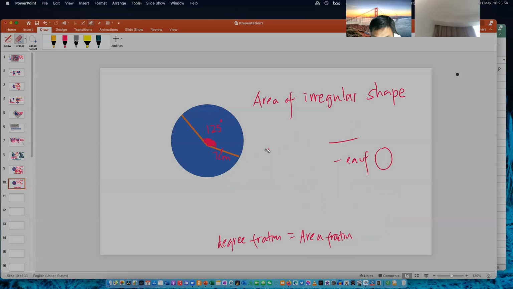Okay, the question gives the area of the irregular shape as 20 cm square. By the way, I cannot remember the exact number, but just take it as 20 cm square first. Okay, good. So now the question asks, what is the perimeter of this part?